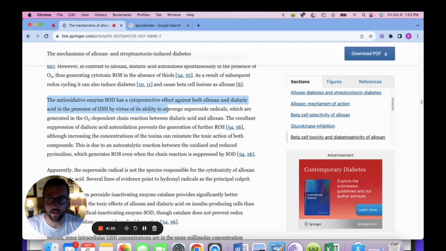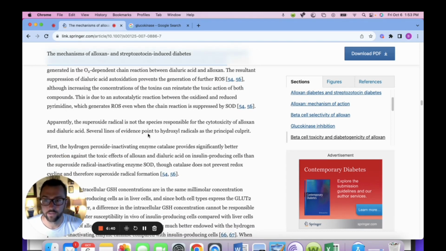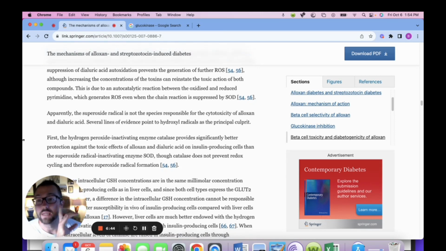The antioxidant enzymes are able, you can see, by virtue of their ability to scavenge superoxide radicals. These are what prevent alloxan from being able to induce the damage that it does. But interestingly enough, the fact that dialuric acid makes superoxide, they're referencing here, the superoxide radical is not the species responsible for the cytotoxicity of alloxan and dialuric acid.